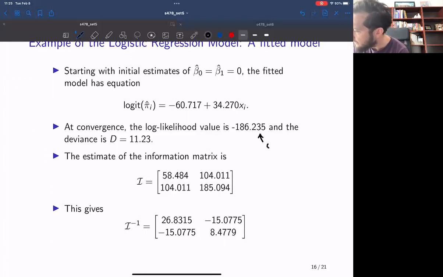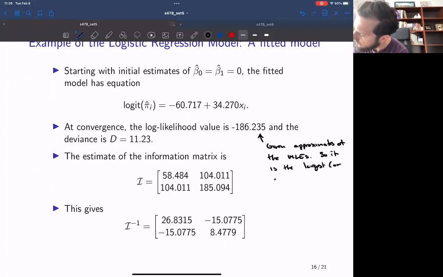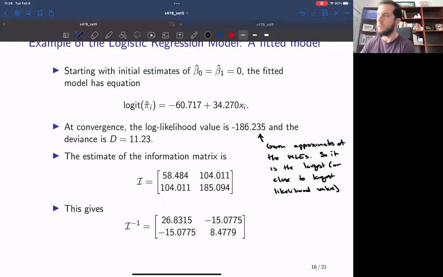So this is given approximates of the MLEs. So it is the largest or close to the largest value. That's important because we're going to talk about model selection criteria a little bit later on.